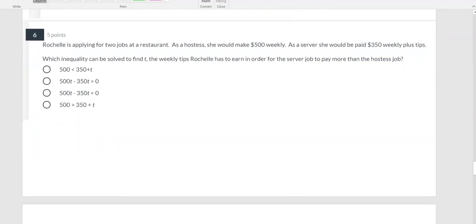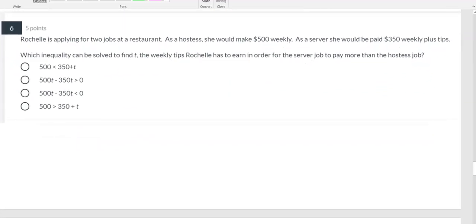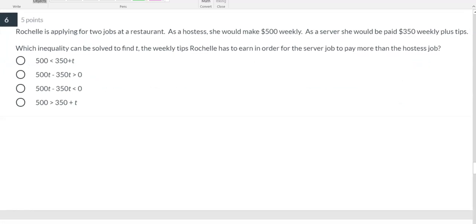All right, now here's the one that probably looked real familiar to you. We're talking about a server job and a hostess. The hostess job makes $500 a week. That's a set amount. It makes $500, no more. That's it. Now the other job, the server job, makes $350, but you can also add the tips to that, whatever you make. Okay, so I know what that's going to look like, $350 plus tips.